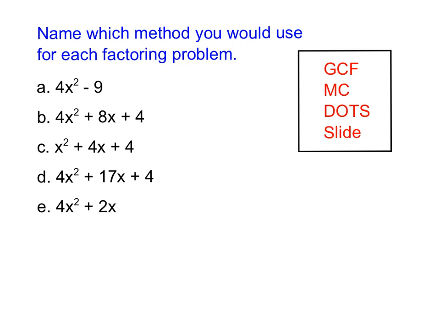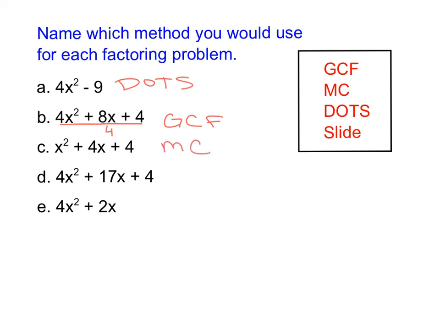All right, A. A is your dots. How can you tell? Perfect squares, subtraction. Letter B, 4x squared plus 8x plus 4. It's not a slide because you can divide. We can divide by 4, so that's a GCF. Letter C, there's nothing in front of x squared, so that's your MC chart.